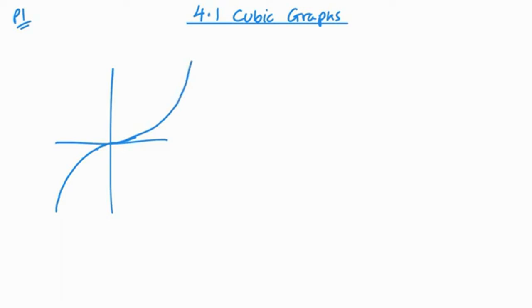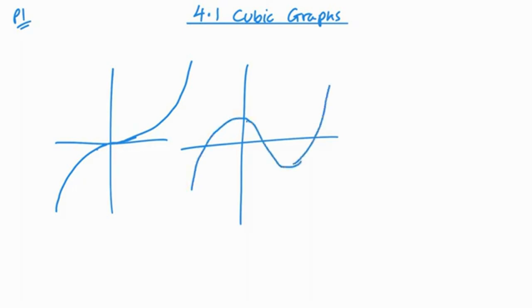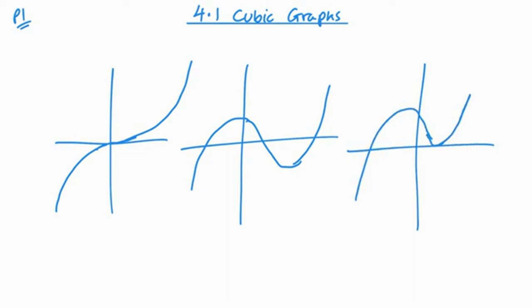It can also take this kind of form. It could also be touching one of the axes, like the x-axis there, and bouncing off it. So those are the three main ones for positive.